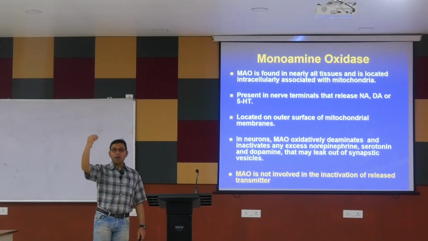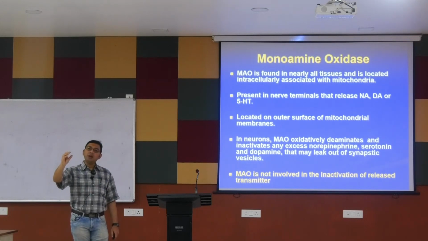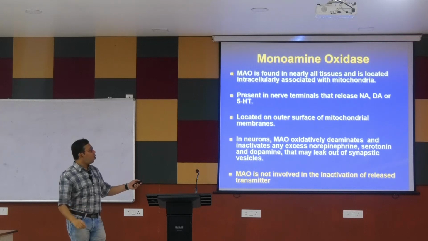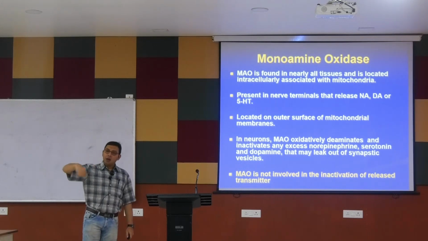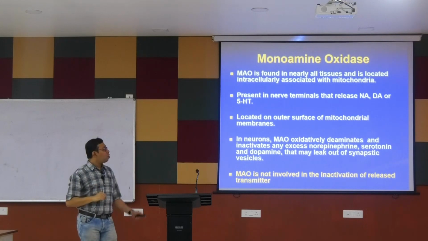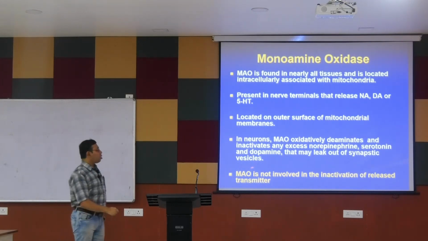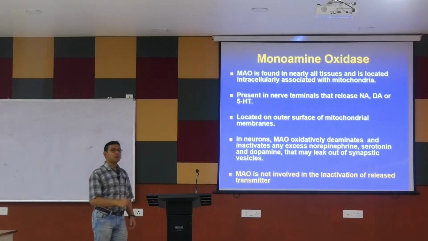When the monoamines come into the synaptic cleft, some part of it is metabolized by this monoamine oxidase. This monoamine oxidase oxidatively deaminates and inactivates them, and some part of it is reuptaken back to the presynaptic neuron. So here we are blocking the metabolism of these monoamines. So monoamine oxidase is not involved in the inactivation of the released transmitter.